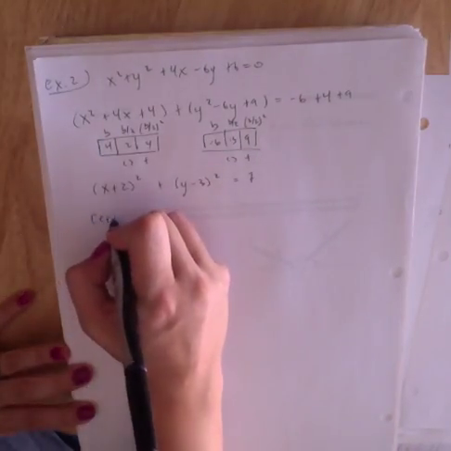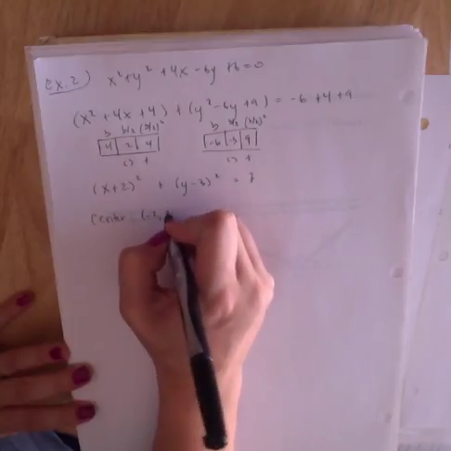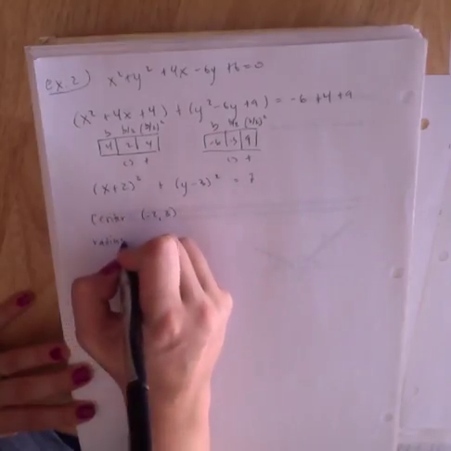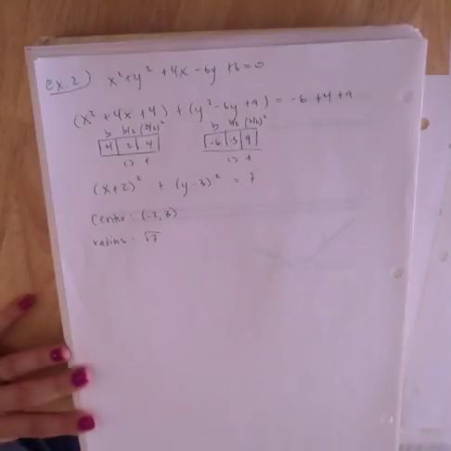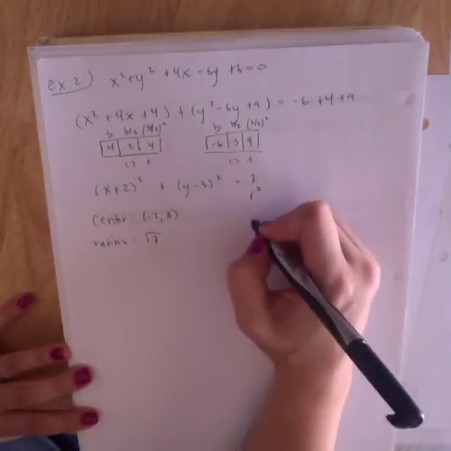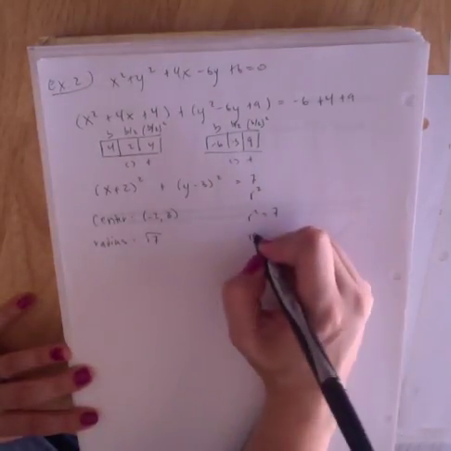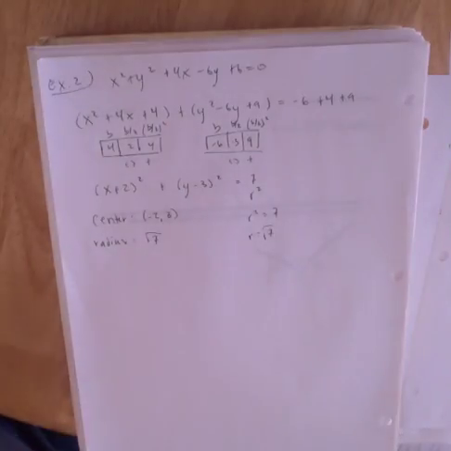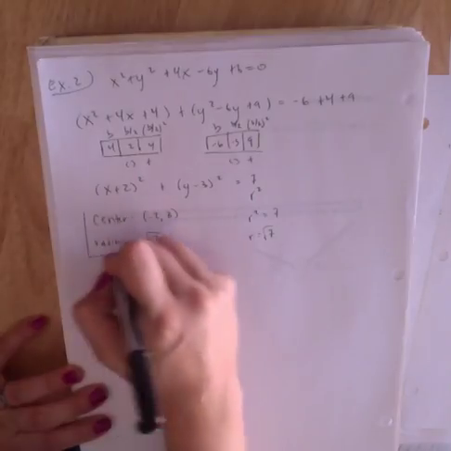Now, so my center is (negative 2, 3). My radius is the square root of 7. Because this is r squared, so if r squared equals 7, r equals the square root of 7. It's not plus or minus because we're not having a negative distance.